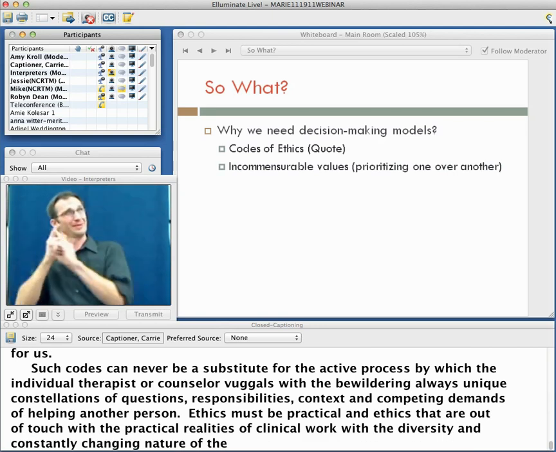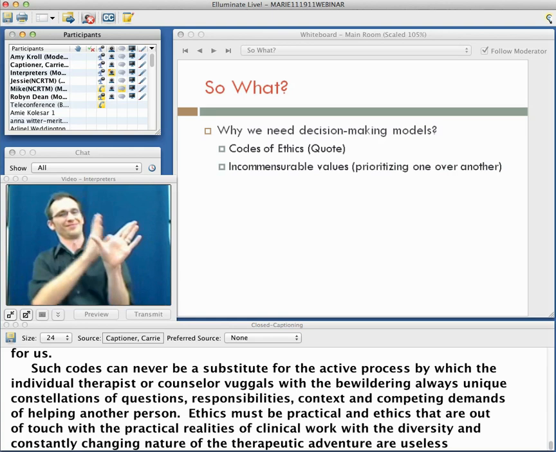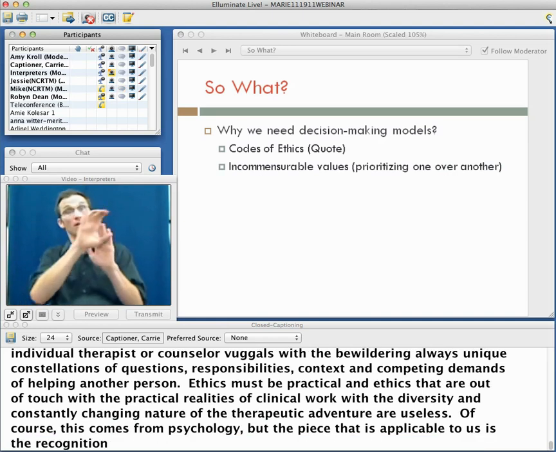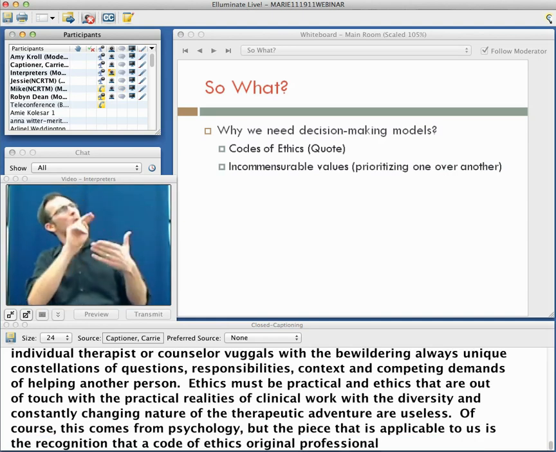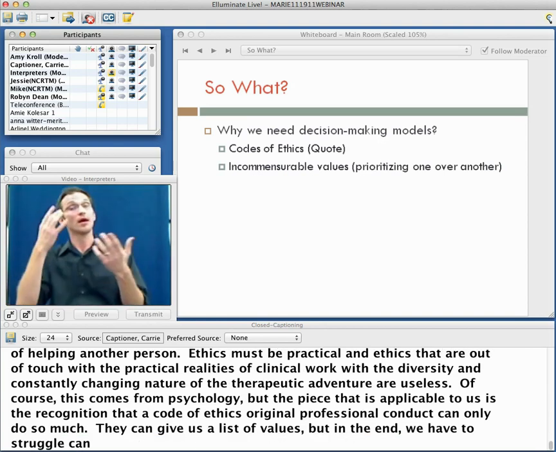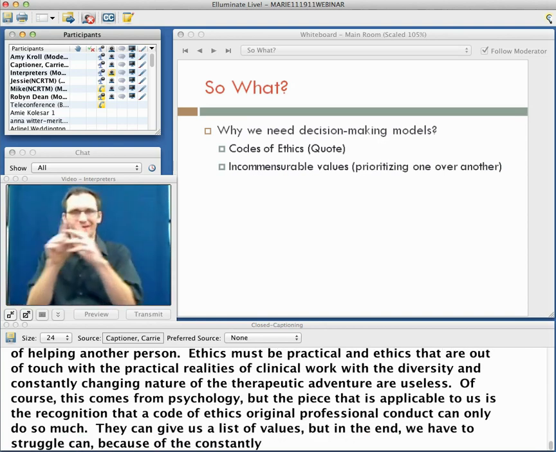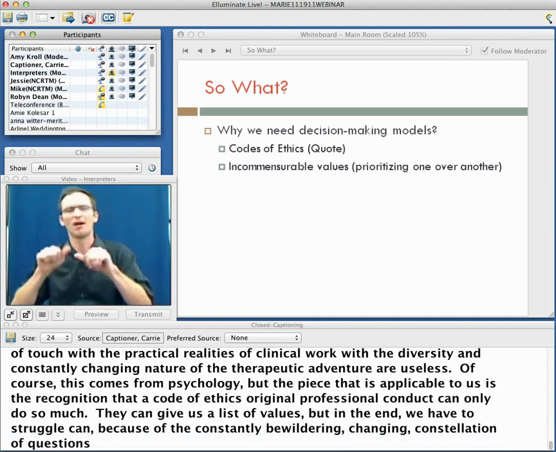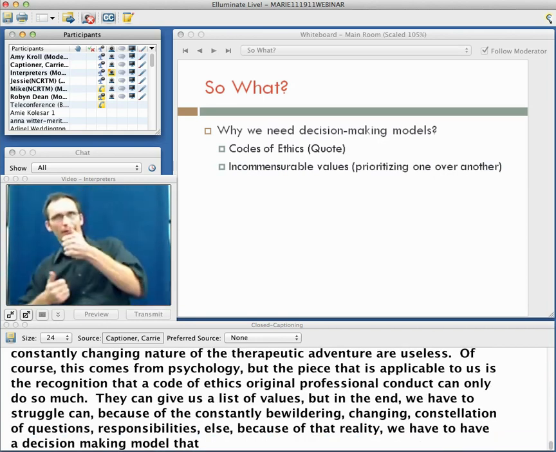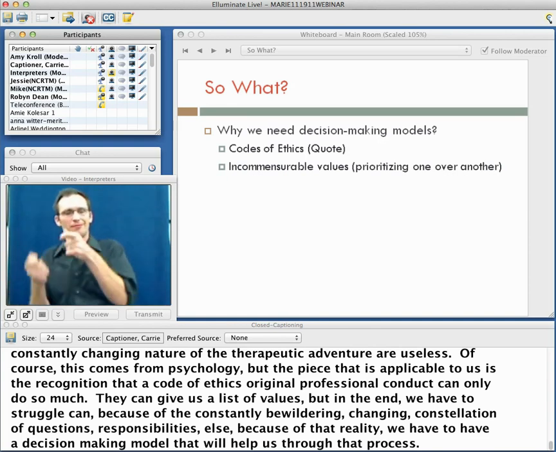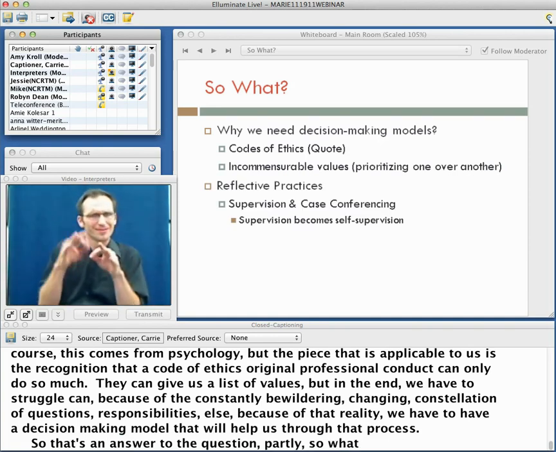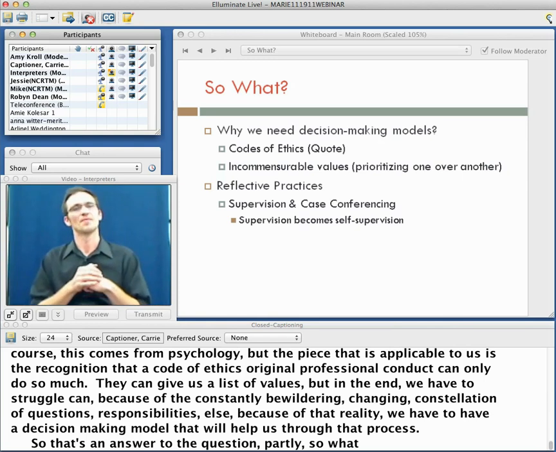Now, of course, this comes from psychology, but the piece that is very applicable to us is the recognition that a code of ethics or a code of professional conduct can only do so much. They can give us a list of our values, but in the end, we have to struggle with the constantly bewildering, changing constellation of questions, responsibilities, etc. Because of that reality, we have to have a decision-making model that will help us through that process. So that's an answer to the question, partly, so what? What else in answer to the question, so what?